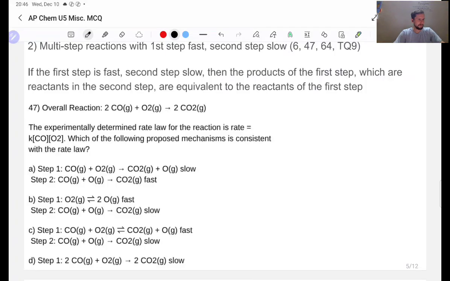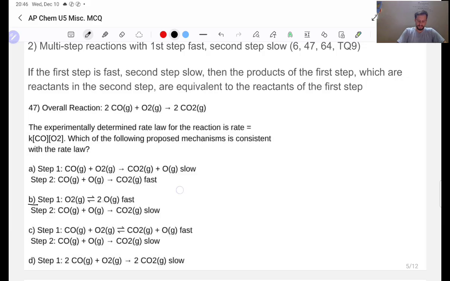This is number 47. The experimentally determined rate law for the reaction is rate equals CO times O2. Which of the following proposed mechanisms is consistent with the rate law? So if we look at number 47, we can see that the first step here in some of these is fast. So I'm just going to skip to the one that's the answer to explain for sake of time. Of course, you could go over the others and see why they're wrong. But B is correct. And why do we know B is correct?